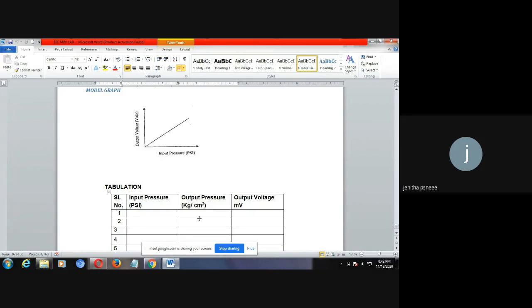For example, if the temperature is 30 degrees Celsius, it will read 30 millivolt. Similarly for 35 it will record 35 millivolt output voltage. Similarly for 40, 40 millivolt. Like that, you just have to raise the temperature.